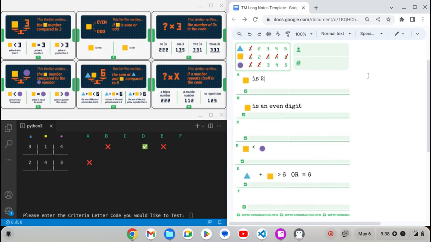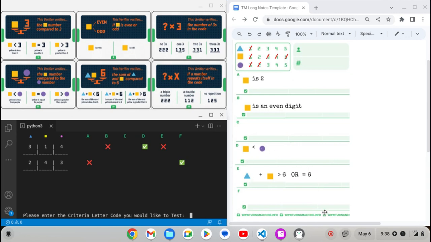Okay, actually before I test whether there's a 3, let me see what all 3 digits look like. So let me test criteria F. So let me check F. Okay, so we got a check mark, and that means that if I notice my proposal, they are all different. So the Turing machine confirms that all 3 digits must be different. So there are no repetitions.